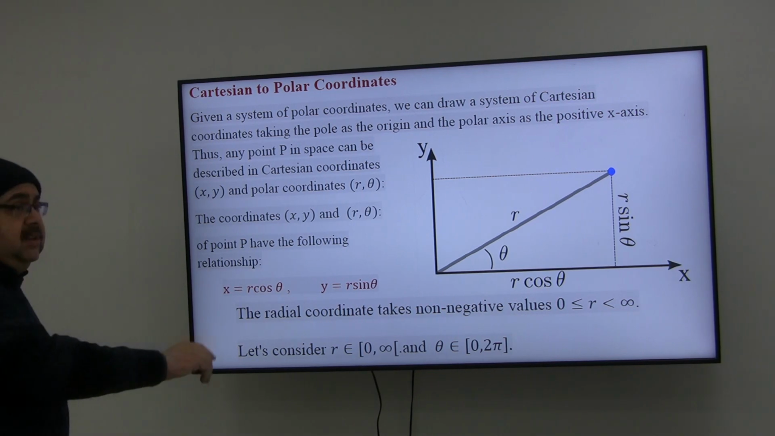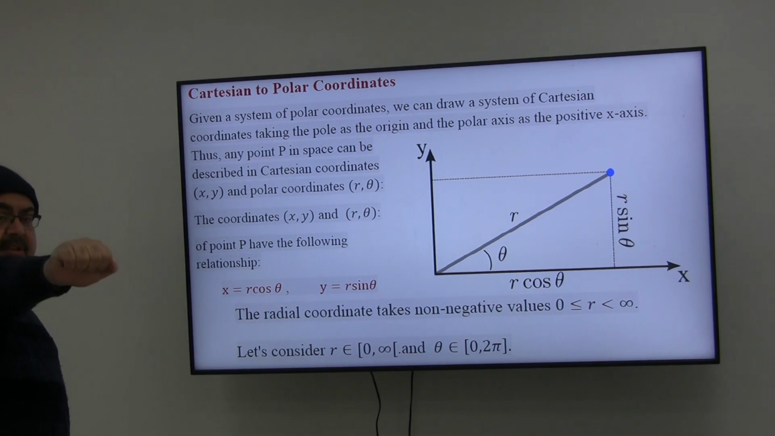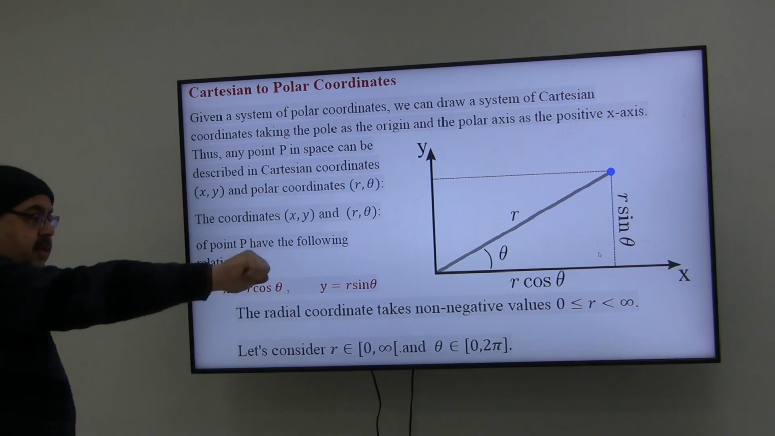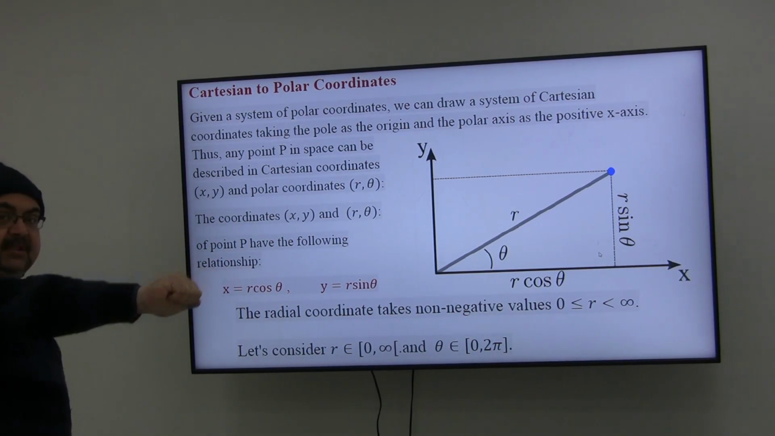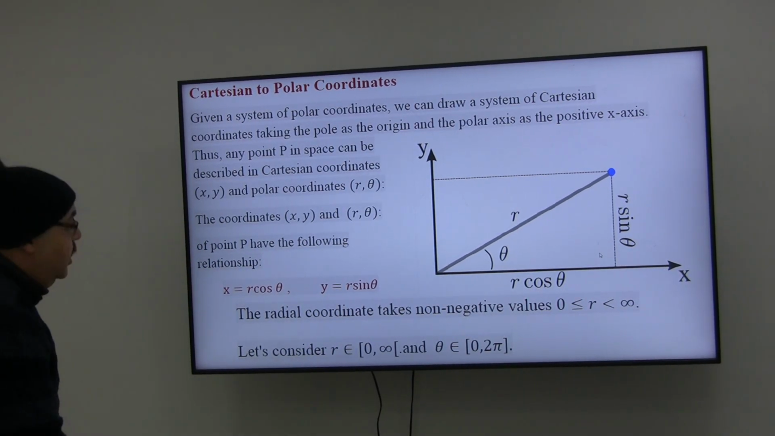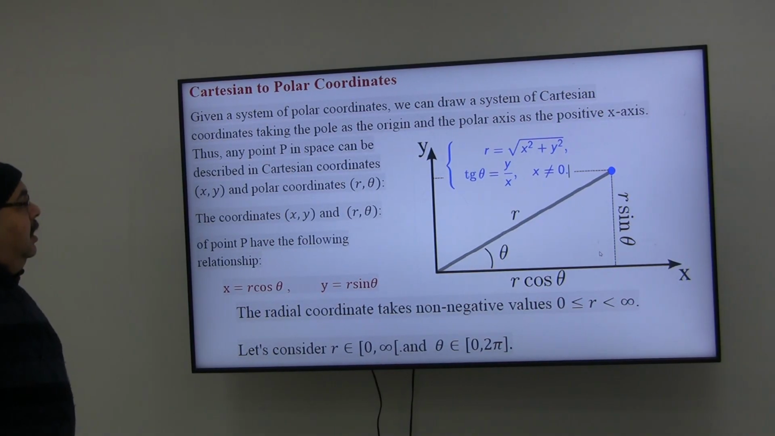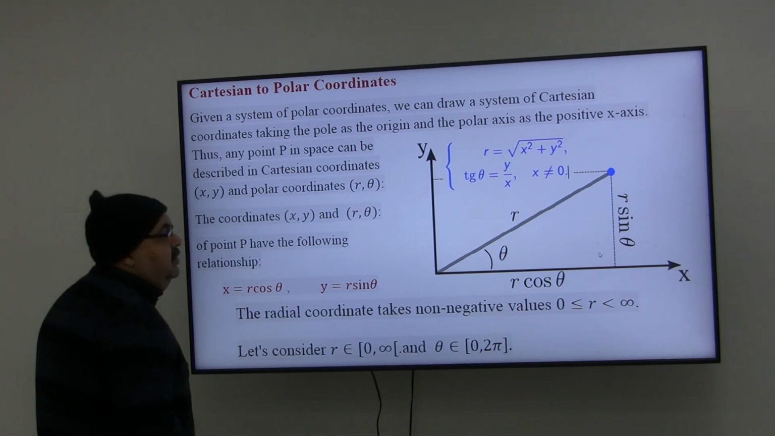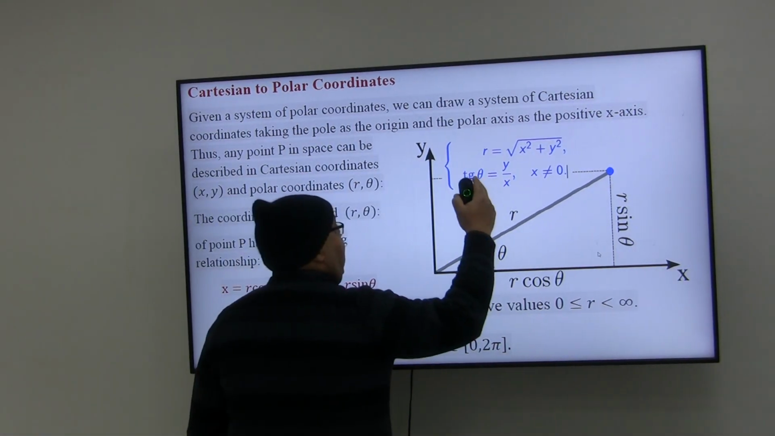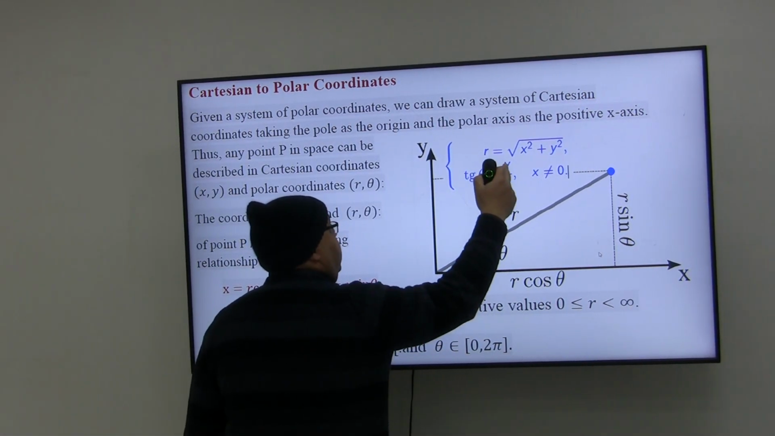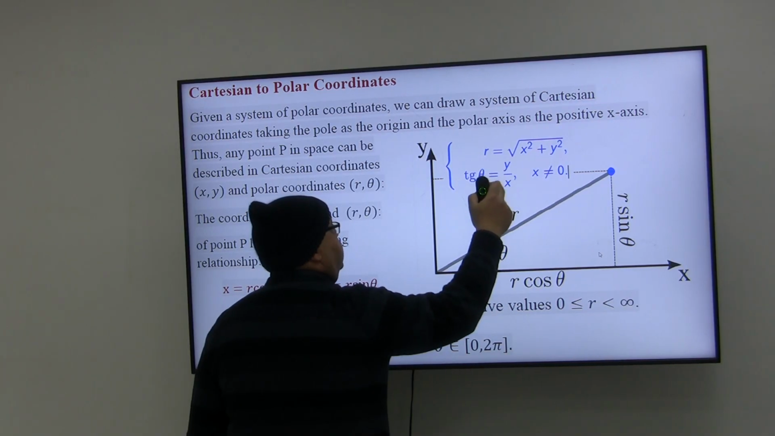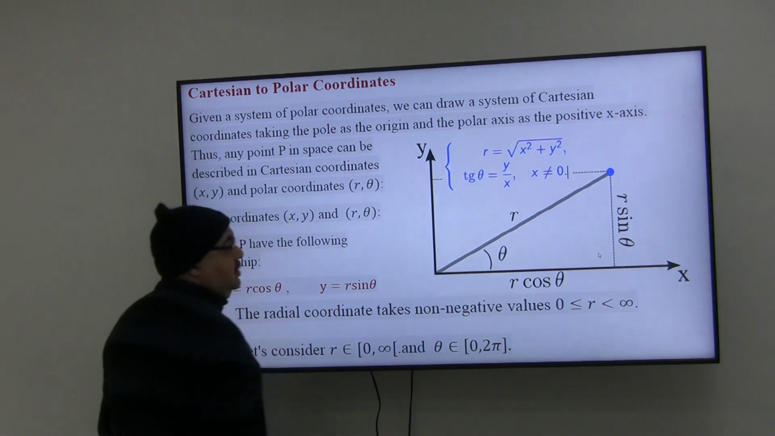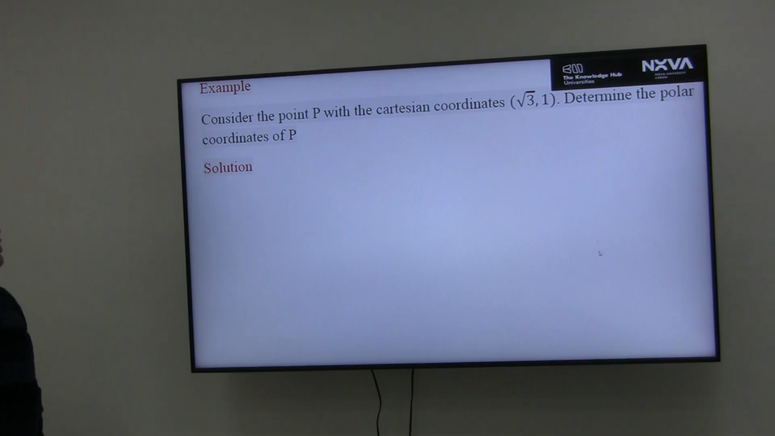Usually in this system, I imagine that this is r and you are moving with theta to reach a specific point. As I told you, that's the opposite relation to move from Cartesian into polar, and this is tan theta. Remark that I'm dividing the y coordinate by the x coordinate, and of course x doesn't equal 0.